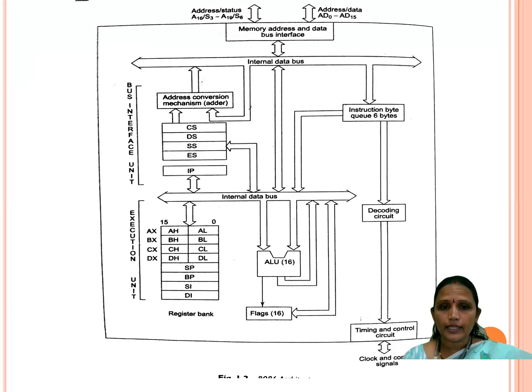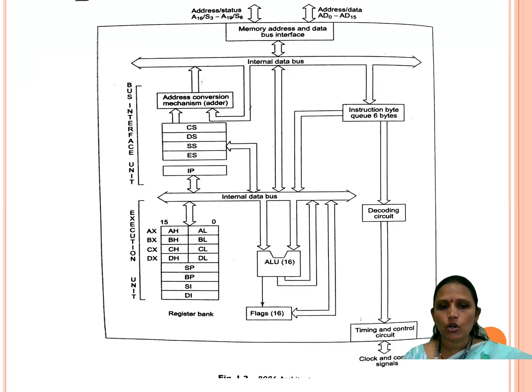And coming to the next part, it consists of the ALU, the arithmetic and logic unit. It performs all arithmetical and logical operations. After performing that operation, the output is connected to the flag register, that is, the flag is also called the output status register. Here the ALU is 16-bit, and the output is given to the flag register.